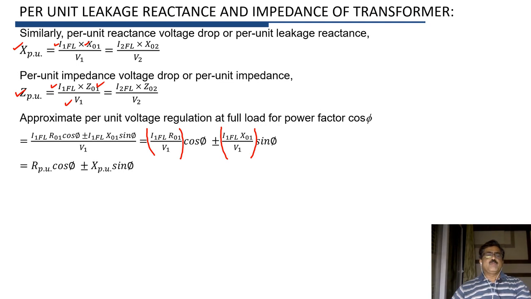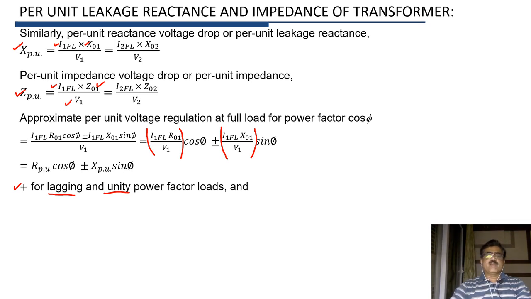Here RPU is resistance of transformer in per unit, XPU is leakage reactance of transformer in per unit, and cos phi is power factor of load. Now, you know that we use the plus sign for lagging and unity power factor loads, whereas the minus sign is used in case of leading power factor loads.